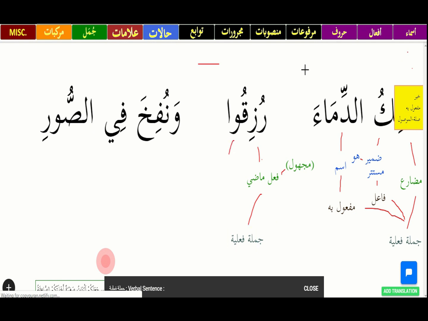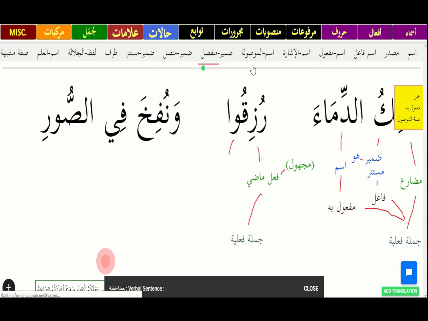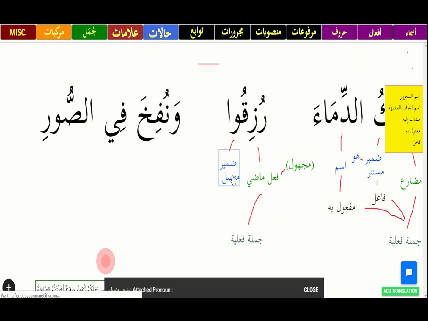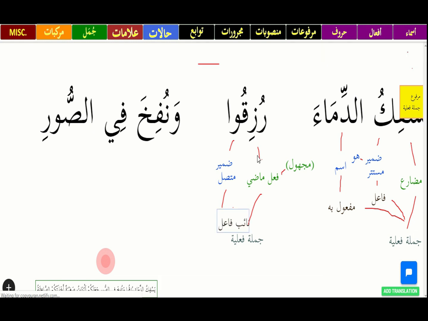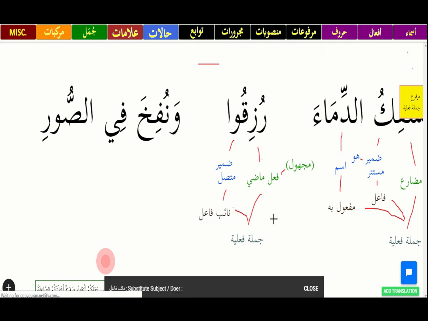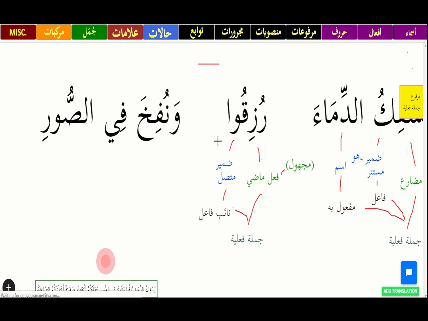And this waw over here is an attached pronoun, so damir muttasil, and that is going to take the role of naib fa'il, substitute doer, and that will then wrap up that sentence. So ruziqu, they, many males, they are being provided for.